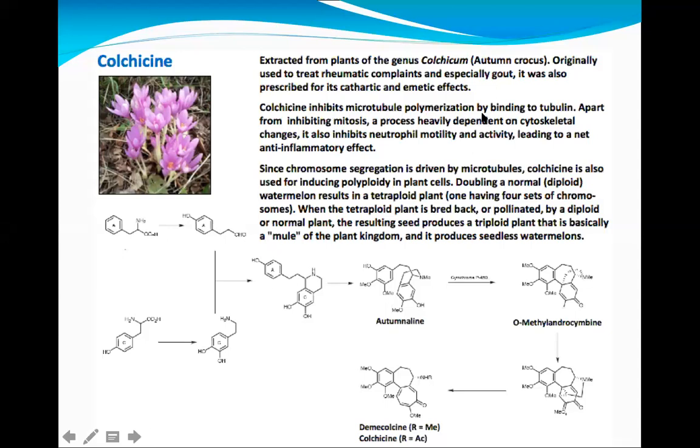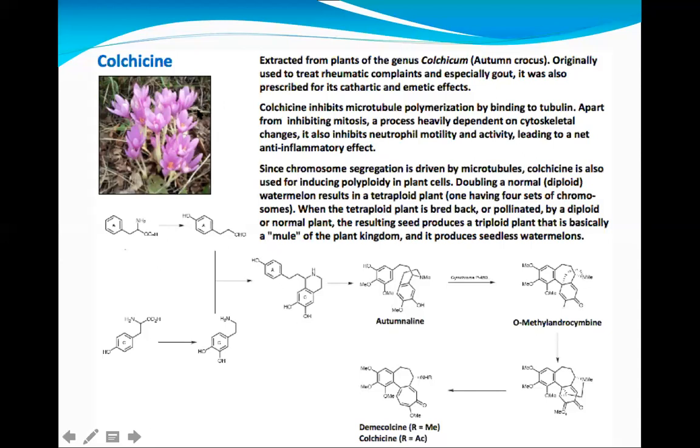But colchicine does another very interesting thing by binding to tubulin. Microtubules cannot bind to tubulin. Colchicine inhibits microtubules. Apart from inhibiting mitosis, a process heavily dependent on cytoskeletal changes, it also inhibits neutrophils' motility activity, leading to a net anti-inflammatory effect. So it has some medicinal principle, but the problem is it directly affects microtubule polymerization. This is why it is problematic.